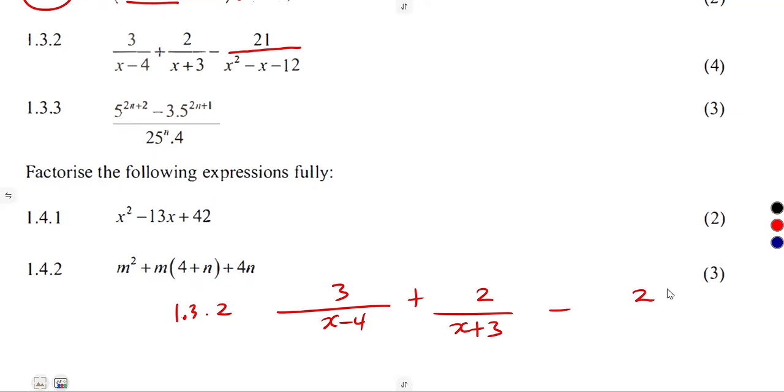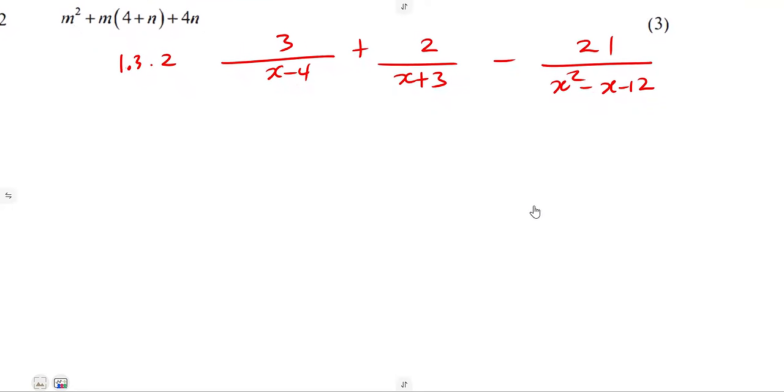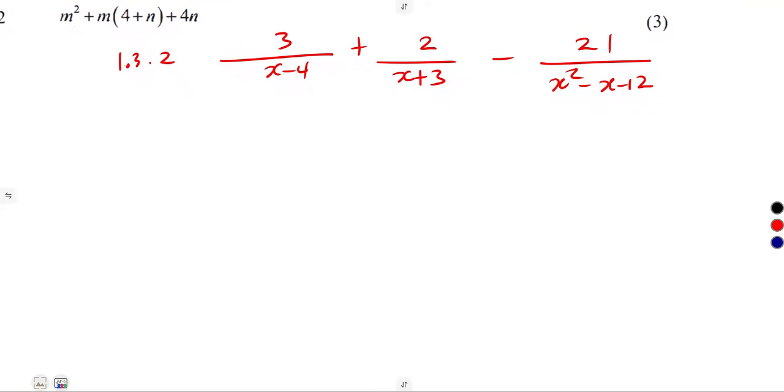All right, so that's 21 over what? X squared minus x minus 12. Okay, so this is what we're given. So if we are to consider this part, we can see that the last term is supposed to be factorized. So we consider the denominator, then we can factorize. So this is 3 over x minus 4 plus 2 over x plus 2 minus 21 over what?